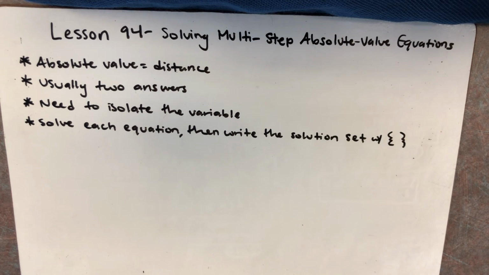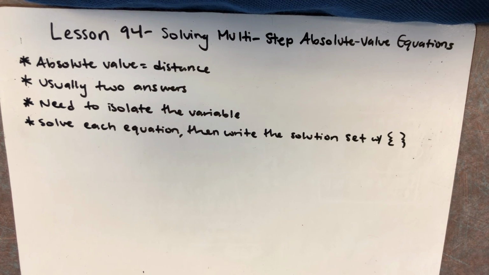Hi guys, here is lesson 94, solving multi-step absolute value equations. We've been doing a lot of these with inequalities, but this time they're just regular equations with an equal sign. So just as a review, absolute value is a distance. They're always positive inside of the absolute value sign. There are usually two answers for these.